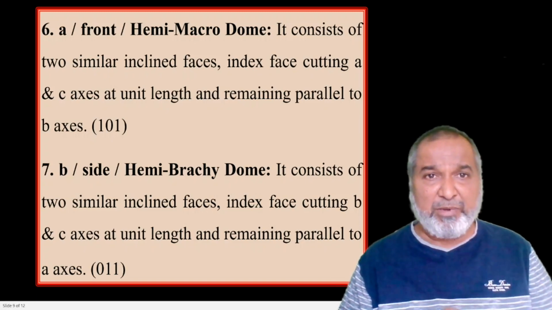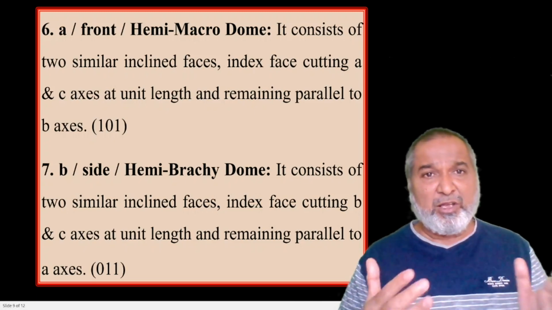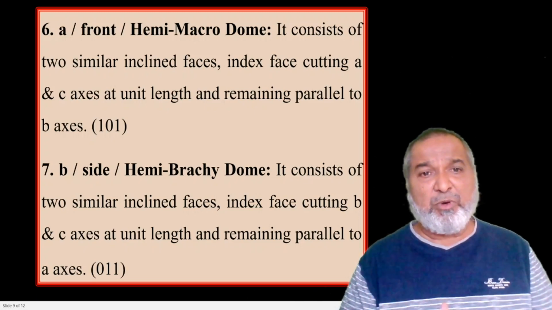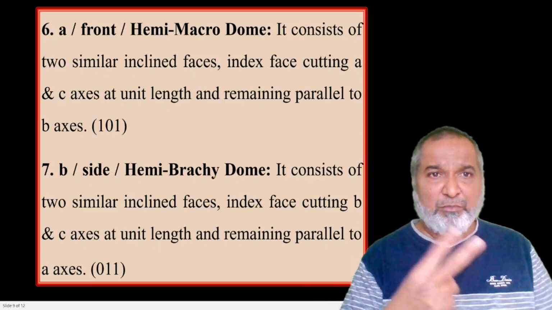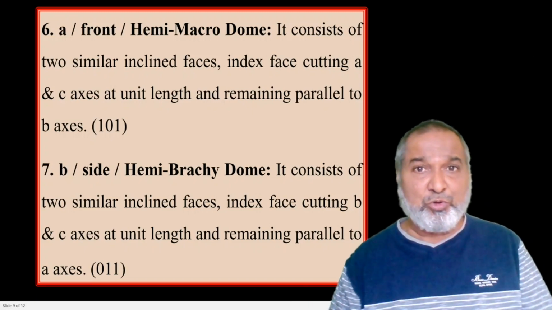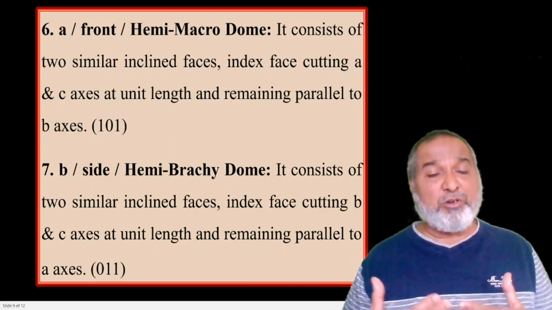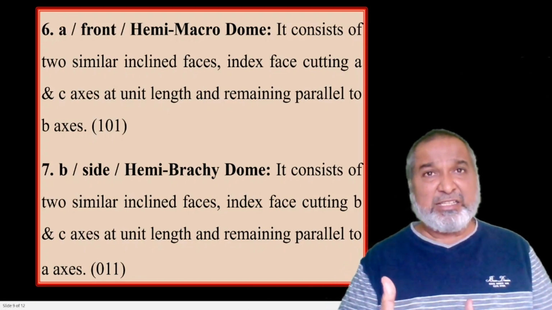One face will be your front side, one will be on the back side. So what we have is the hemimacrodome or hemibrachydome. Both will be a pair, the two. It consists of two similar faces. The index face is going to cut your A axis and C axis.